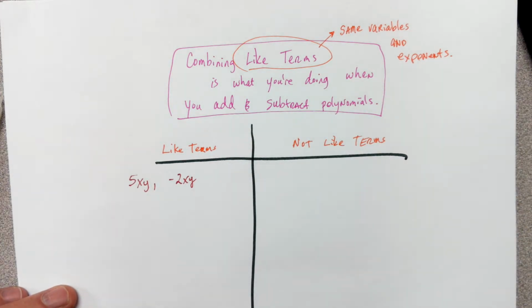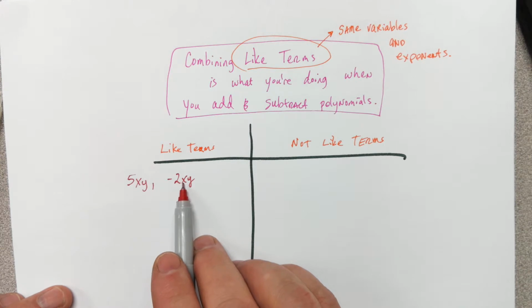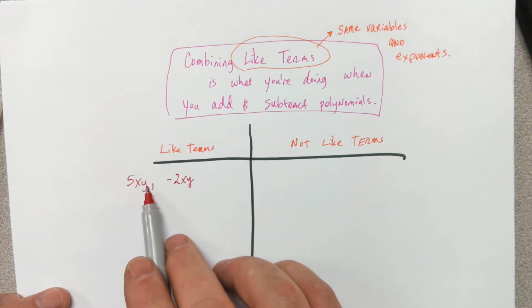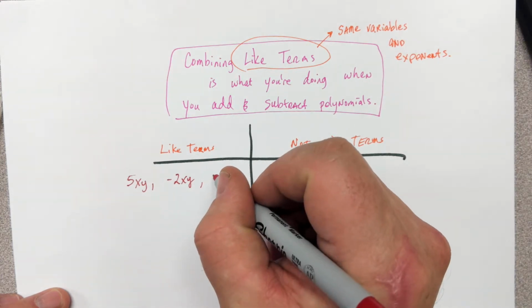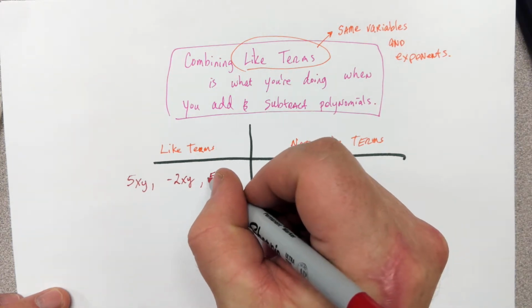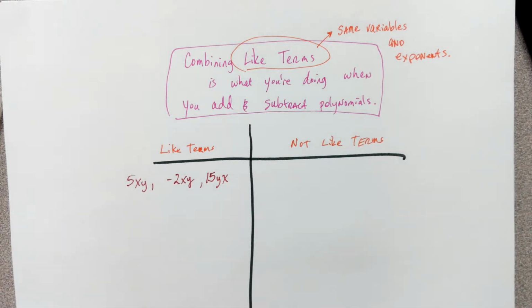Those are like terms, because they both have an x, they both have a y, and the exponent for this x is the same as the one for that, it's 1. And the exponent for this y is the same as the exponent for that y. And I'm going to put one more on here that might look confusing. I'm going to do 15yx. That is the same, because y times x is the same as x times y. Those all three are the same. So it doesn't matter the position of the x and the y?